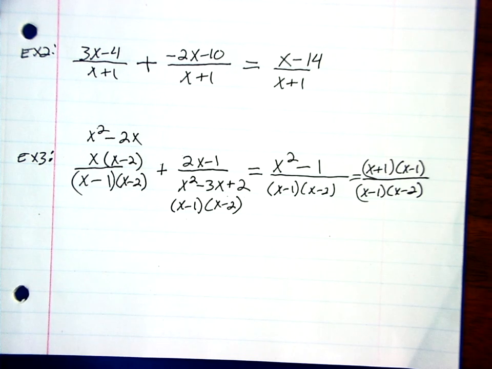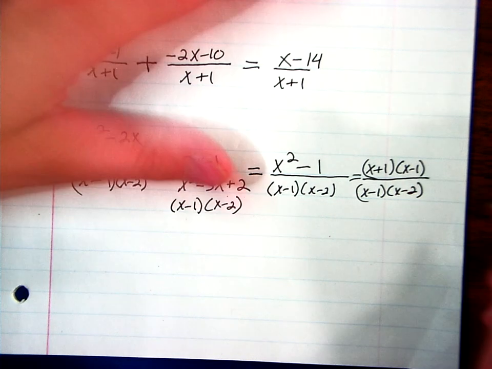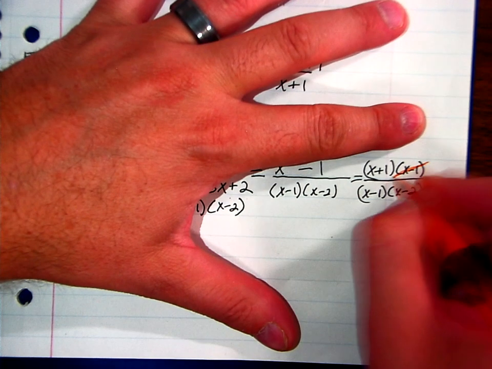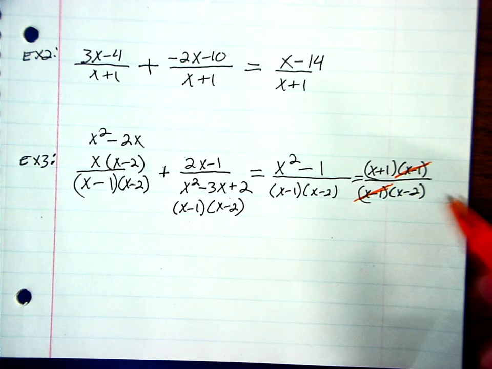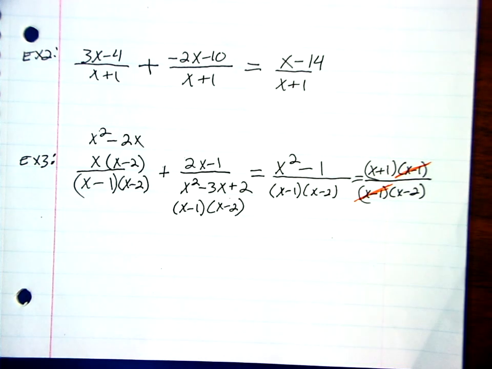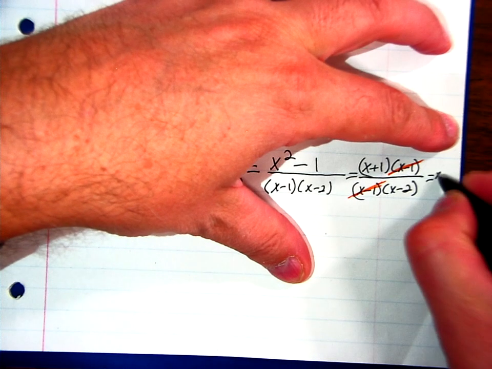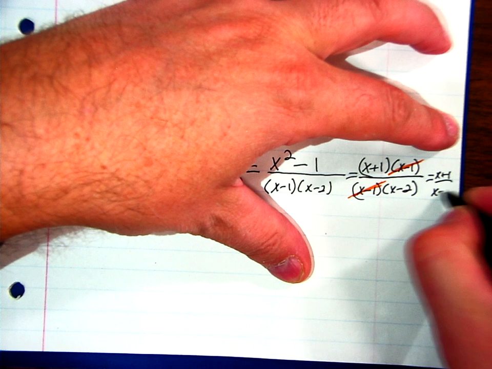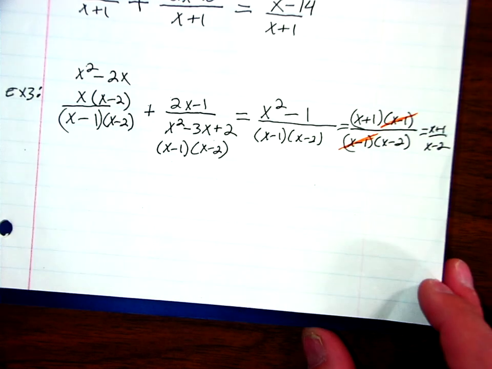Can I cancel anything? Not plus 1, x minus 1. So that cancels and that cancels. So my final answer is x plus 1 over x minus 2. X plus 1 over x minus 2 is my final and complete answer.